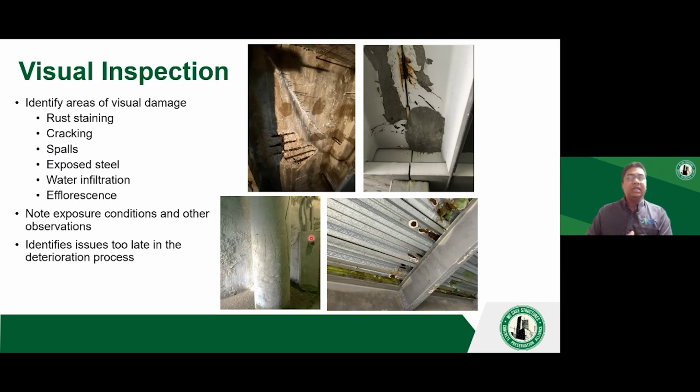But by the time you see these issues, it's often too late in the degradation cycle. The corrosion has already progressed to really advanced stages. But we need to act preemptively. You cannot really wait for these signs to show up and then act on it, because by then the cost of repair or mitigation would be too high. So it's best to act preemptively, and that's why you cannot solely rely on visual inspection.